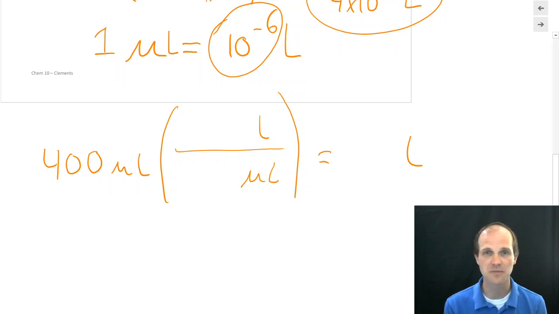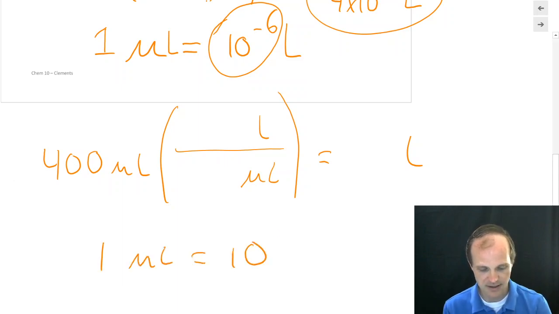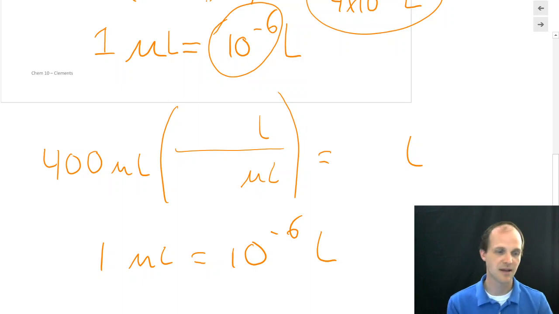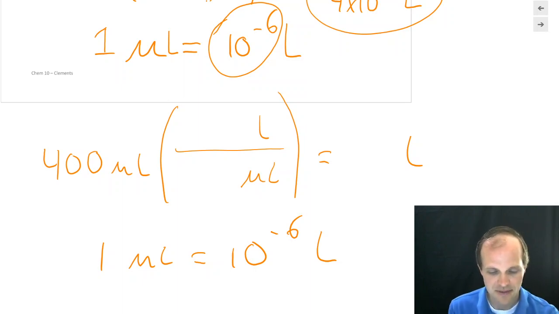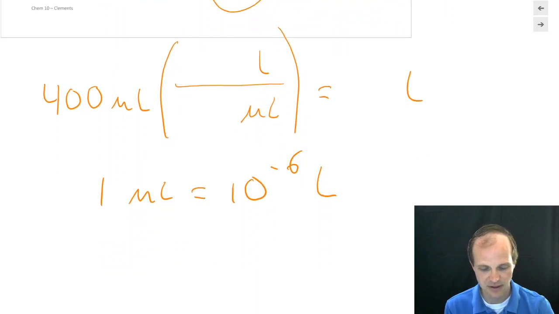But remember, numbers are just numbers. We can also manipulate them as long as we keep them equal to each other, right? I can say 3 equals 3. I can also multiply both sides by 2, and I get 6 equals 6. Both of those are correct. So what I'm going to do is do this again. I've got 1 microliter is 10 to the minus 6 liters. You're not doing anything different, but here I am. My next step is to do something slightly different.